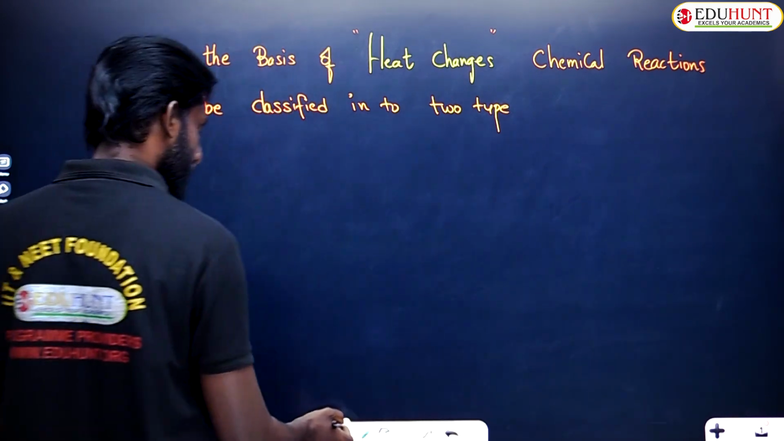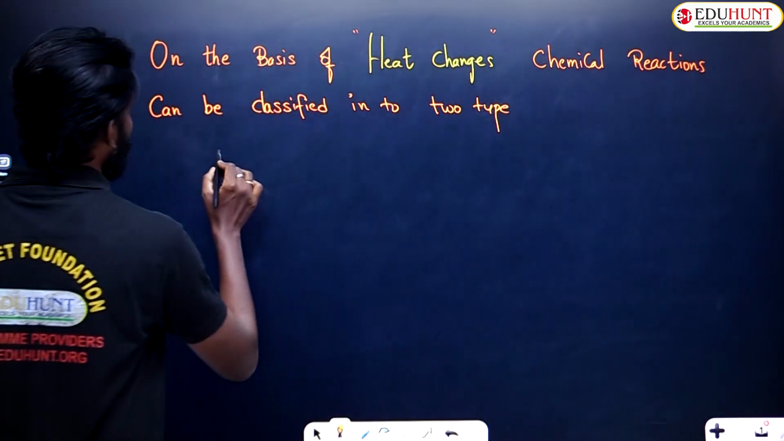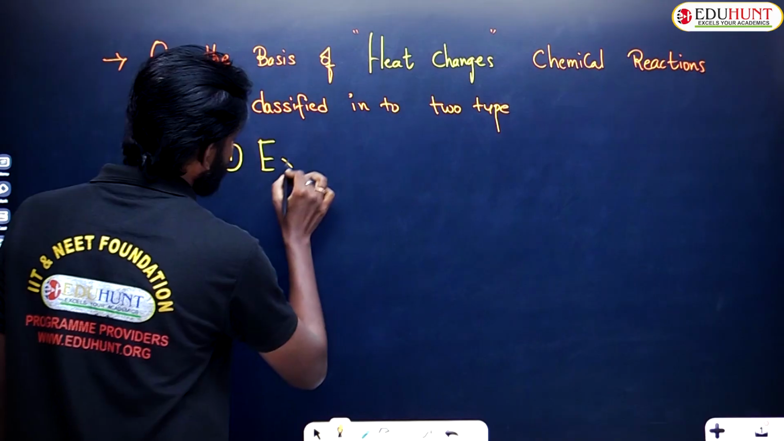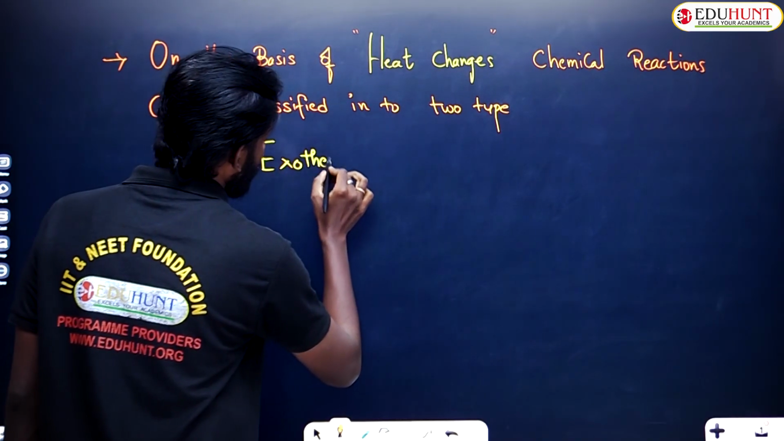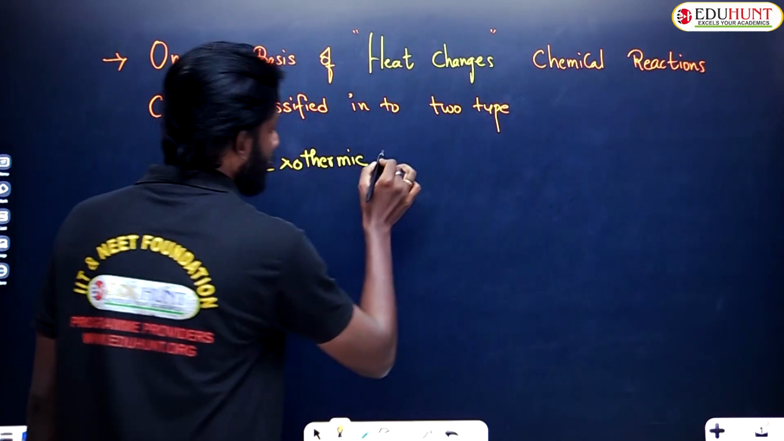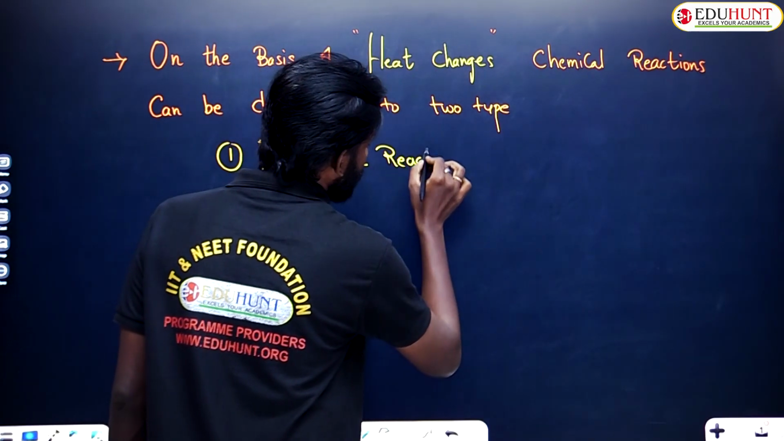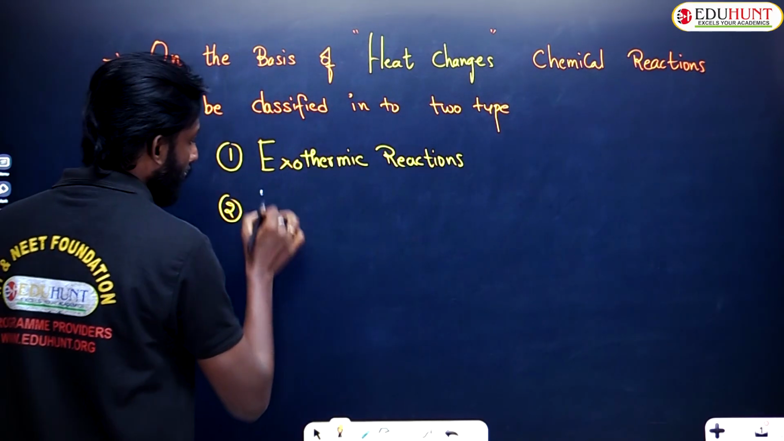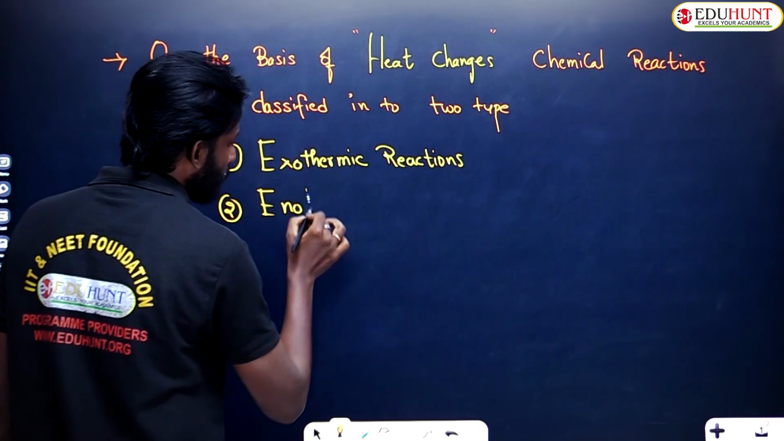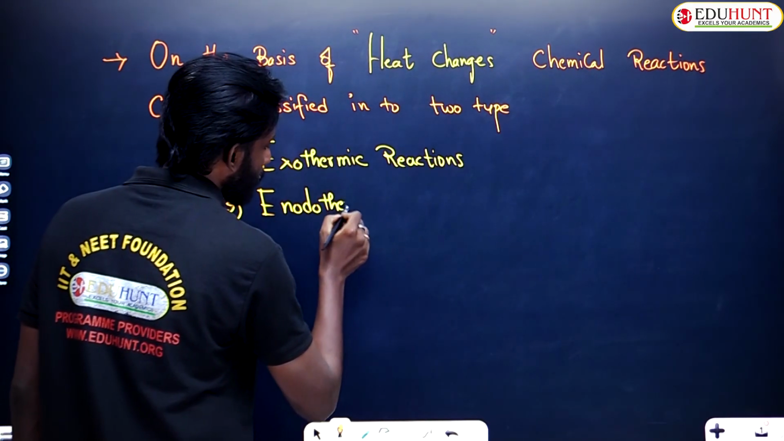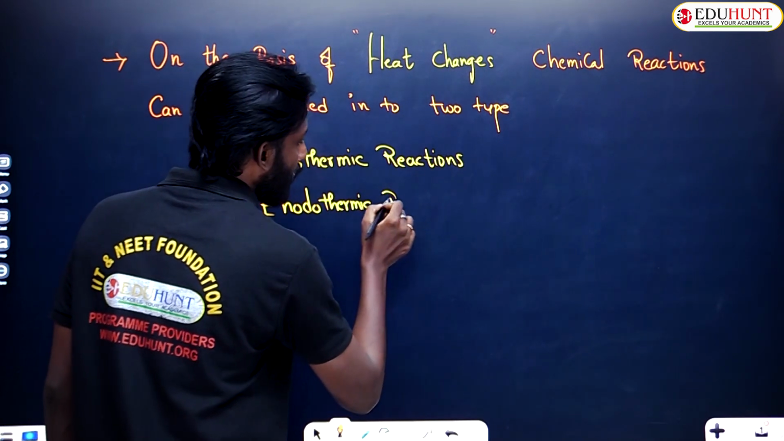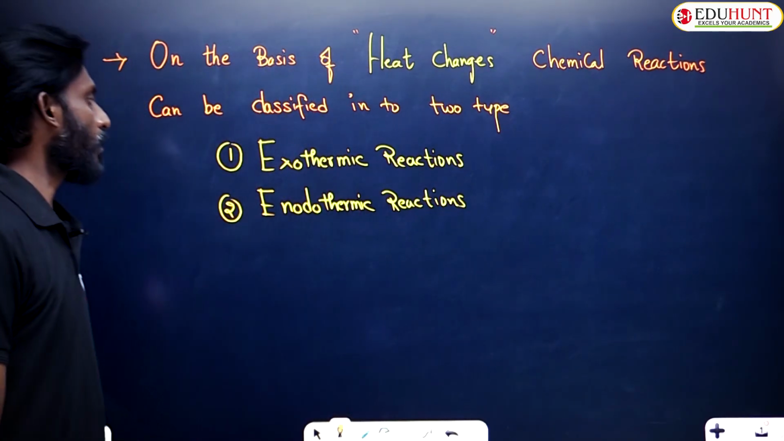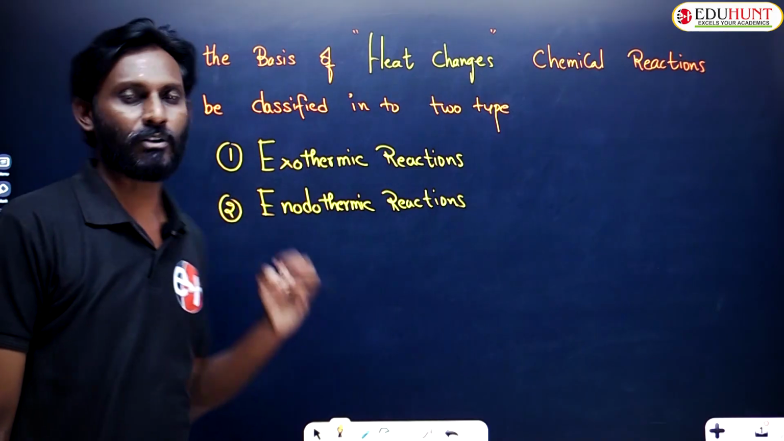Sir, what are they, sir? Yes, there are two types. One is exothermic reactions, and the other one is endothermic reactions. Simply two types on the basis of the heat changes. Sir, what is this exothermic reaction and what is this endothermic reaction?